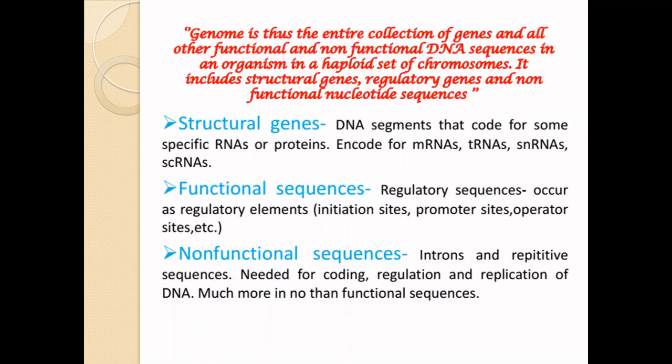So genome is thus the entire collection of genes and all other functional and non-functional DNA sequences in an organism in a haploid set of chromosomes. So we need to consider 23, that is the one set of chromosomes of human. So that includes structural genes, regulatory genes, and non-functional nucleotide sequences that we generally term as non-coding sequences.